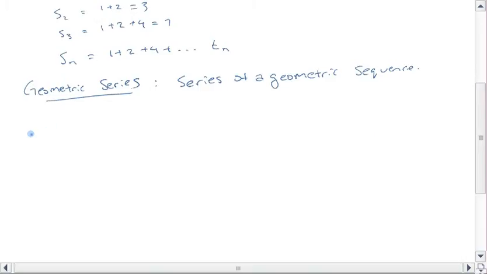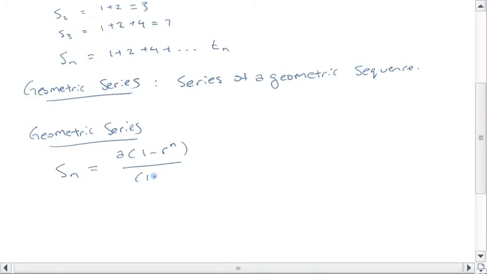So what I want to do now is write down an equation for the sum of the first n terms of a geometric sequence, so for a geometric series. For any geometric series, right, the geometric series Sn, we have this nice little equation which looks like this. It's a times 1 minus r to the power of n, divided by 1 minus r.